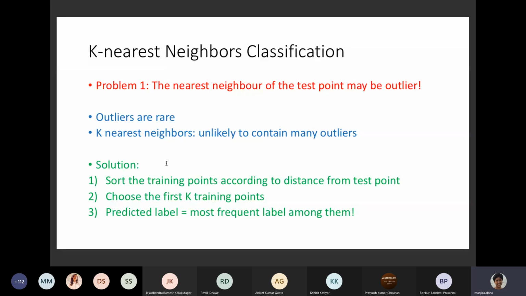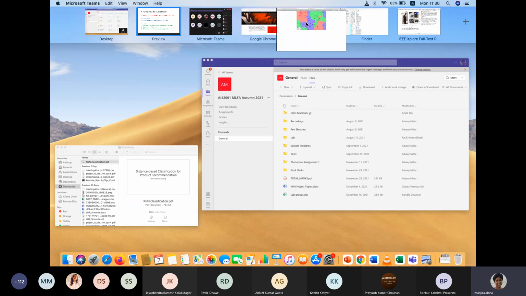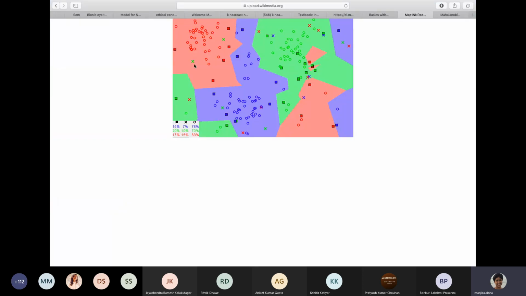And if I take the k nearest neighbors, it is very unlikely that all the k will be outliers, right? If we go back to this picture, if instead of just one neighbor I take k, with this as my test data point where my arrow is, then all the others are actually the red data points, right? So the chances of getting the label of the outliers also reduce.